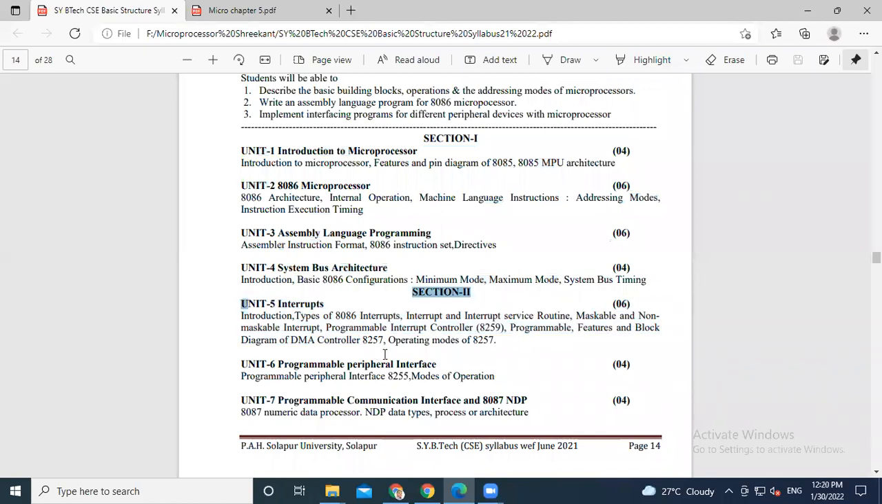So after that, today I have to start section number 2 as per your syllabus. In that first unit, as per serial number 15, is the interrupts chapter. In this chapter, we will study the definition of interrupt and the types of interrupts. Interrupt service routines, maskable and non-maskable interrupts, that is two categories, and programmable interrupt controllers like 8259 and 8257. So this is the topic for unit number 5, interrupts.